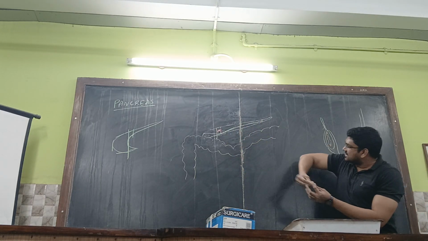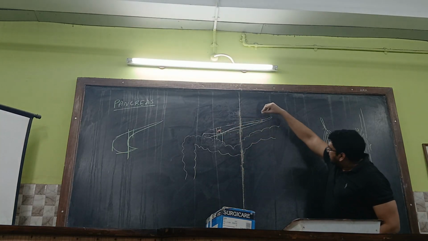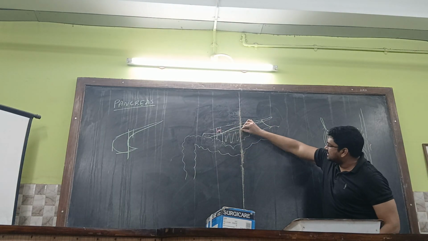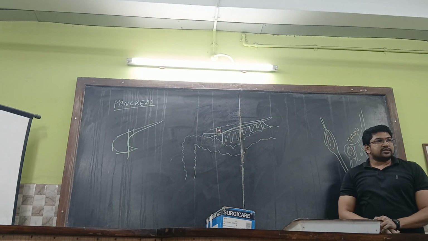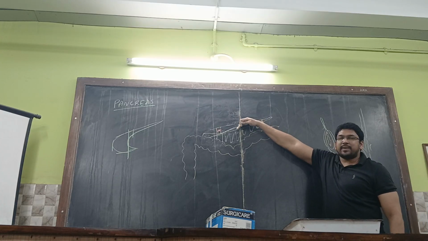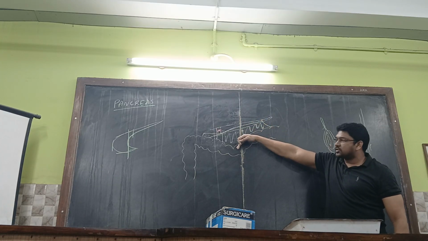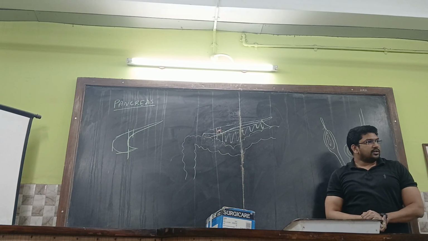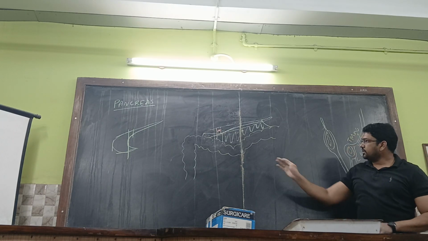So this will be extending downwards in this manner and will be holding the transverse mesocolon in this manner. Could you understand? This entirely is the transverse mesocolon that will be extending all the way from the pancreas and goes towards the transverse colon and will be holding the transverse colon over here. Got it or not? Right?